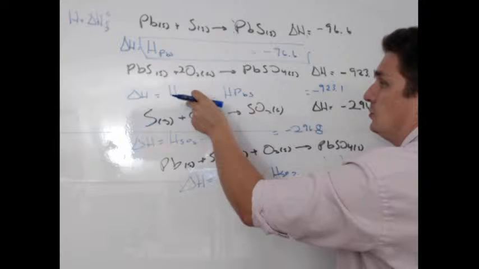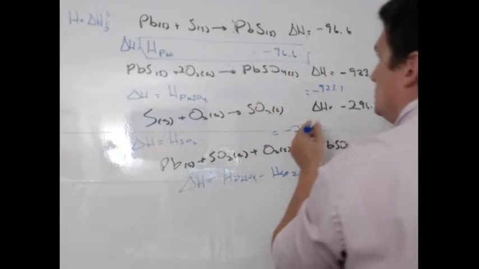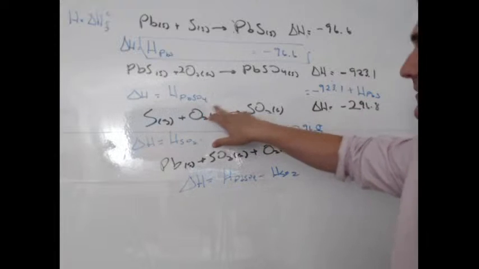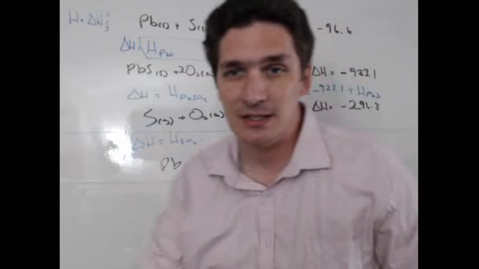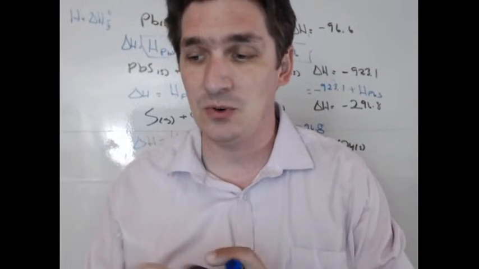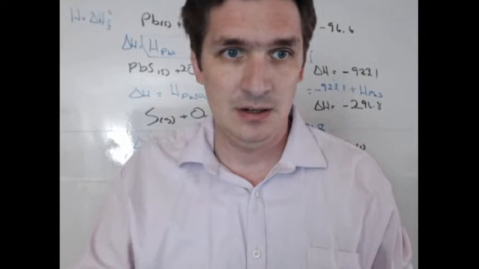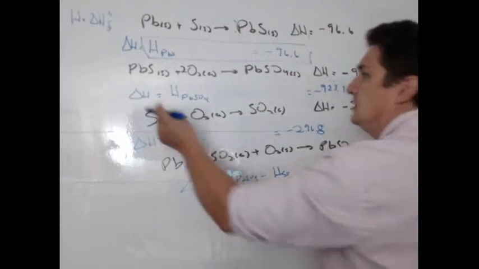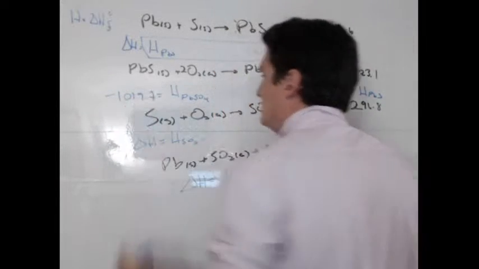Now here, we have lead sulfate minus lead(II) sulfide, but we can move that lead(II) sulfide over and get that the heat of formation of lead sulfate here is minus 923.1 plus the heat of formation of lead sulfide, which is minus 96.6. So when you solve this, you actually end up getting the heats of formation of things you may not have known before. So let me work that out. So I get that lead sulfate here is equal to minus 1019.7 kilojoules per mole.